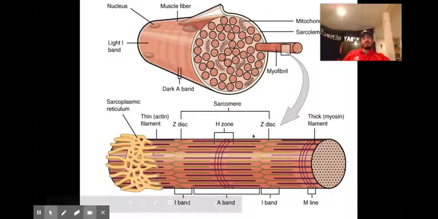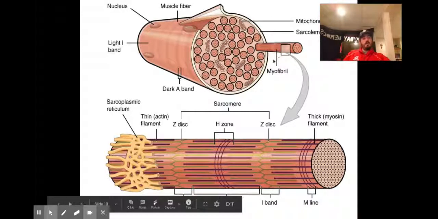It's each of these sarcomeres, right? Or a myofibril, okay? Well, this is the myofibril, but this is the sarcomere, right? You can see it's just sarcomere, sarcomere, sarcomere, sarcomere. So all the way down that muscle fiber, okay?